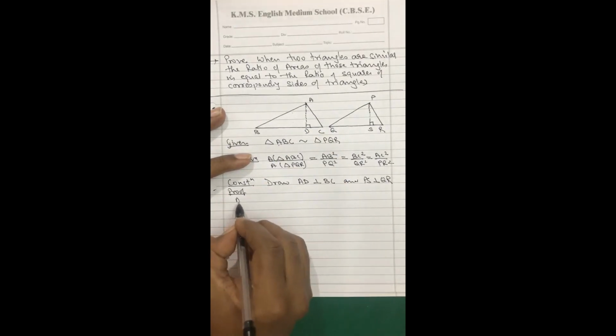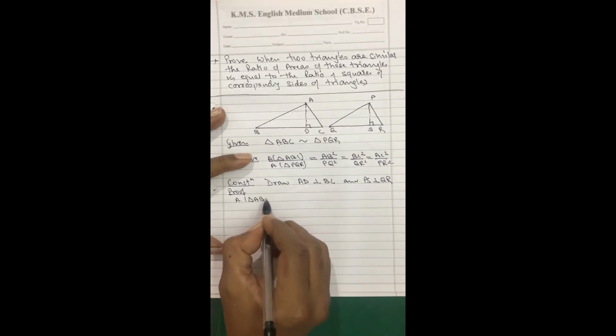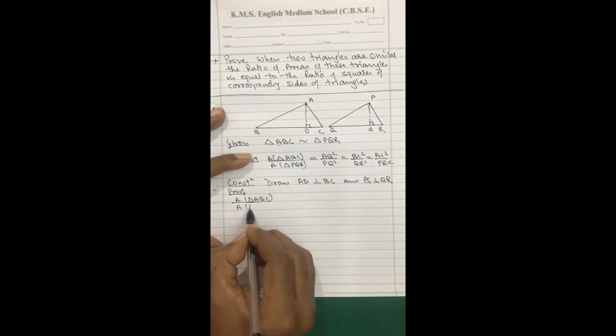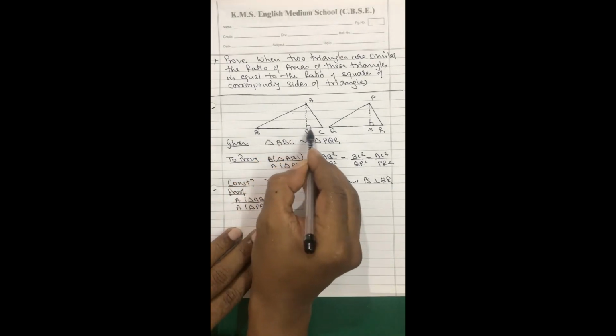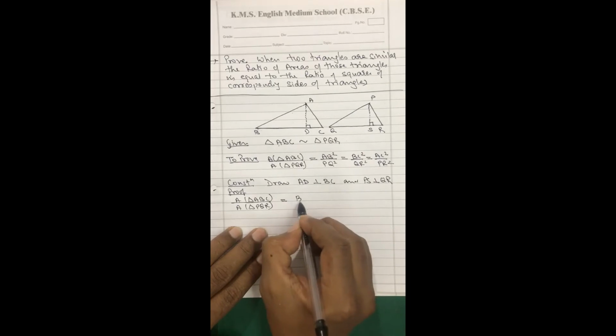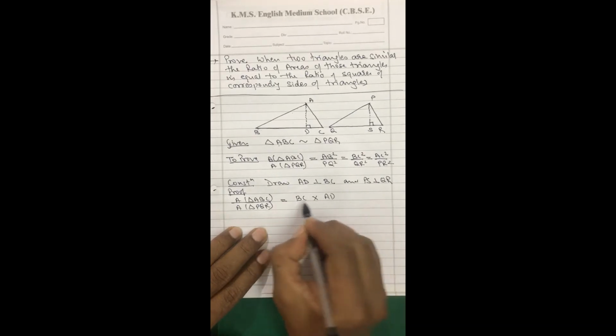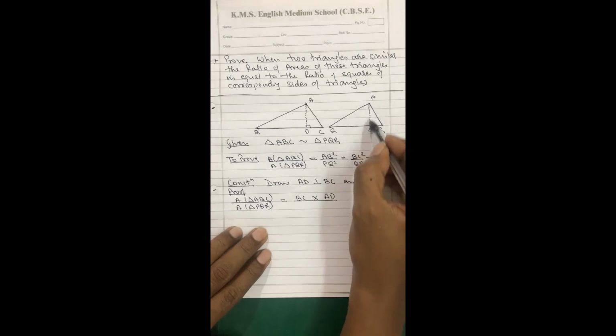area of triangle ABC upon area of triangle PQR. What will you be able to use? You will definitely not be able to use the theorem of ratio of areas of similar triangles, but you can use the theorem that area of triangle 1 upon area of triangle 2 is equal to B1 into H1 upon B2 into H2. This you can even now use. So it is equal to, what is the base of this? BC into AD upon QR into PS.